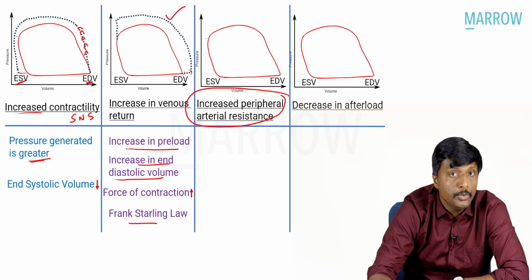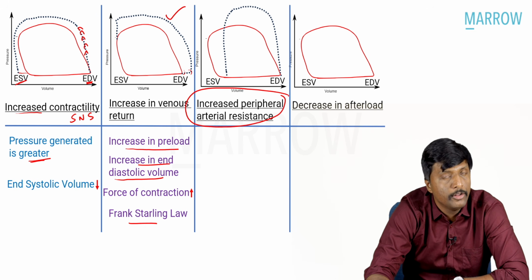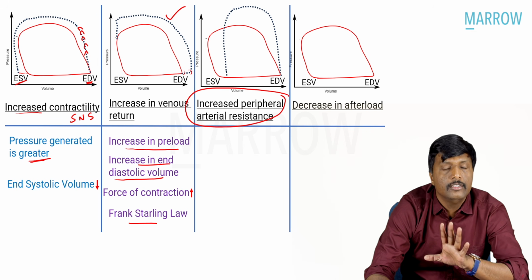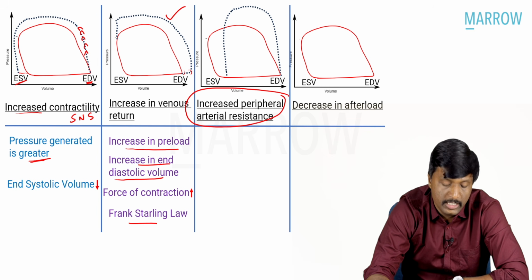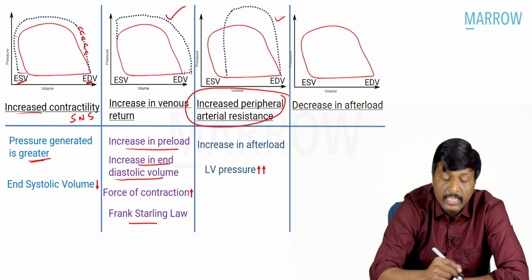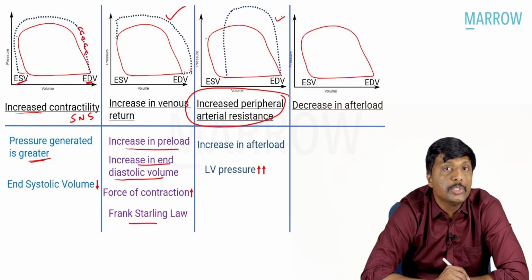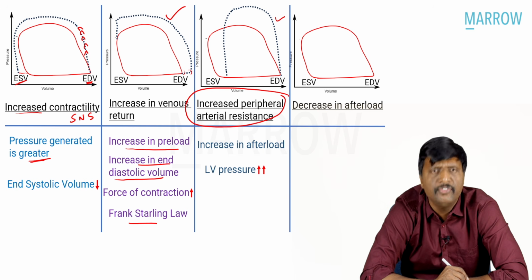That means the graph will definitely look like this. This is actually the one expected. But what is the one given in the question graph, that I will also explain. First, the normal regular one. Increased peripheral arterial resistance means afterload, I told you. With an increase in afterload, what will happen? Left ventricular pressure increases. When there is more pressure work, the left ventricle will suffer.